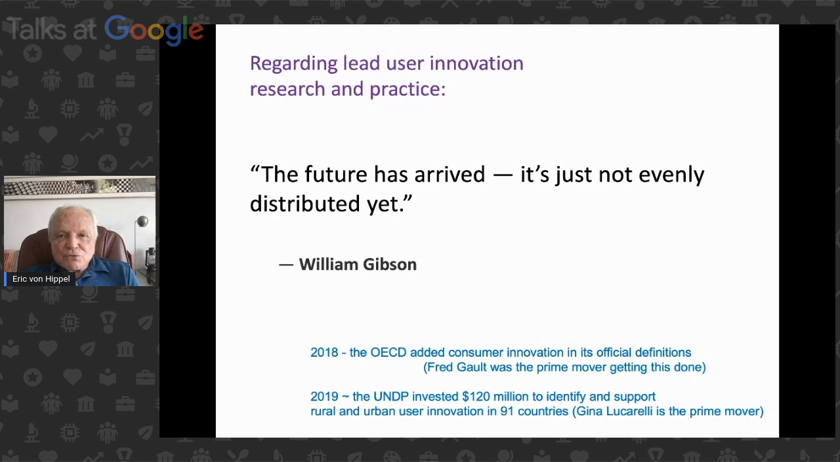And so the advantage here for all of us will be that it can be spread and understood at an early stage. Illustration of how it has already arrived is that the OECD added consumer innovation to its official definitions. Someone named Fred Galt was the prime mover in getting this done. As you can imagine, it wasn't easy. And in 2019, the UNDP invested $120 million to identify and support rural and urban user innovation in 91 countries. And Gina Lucarelli is the prime mover there. So we are at a reasonable scale in niches.